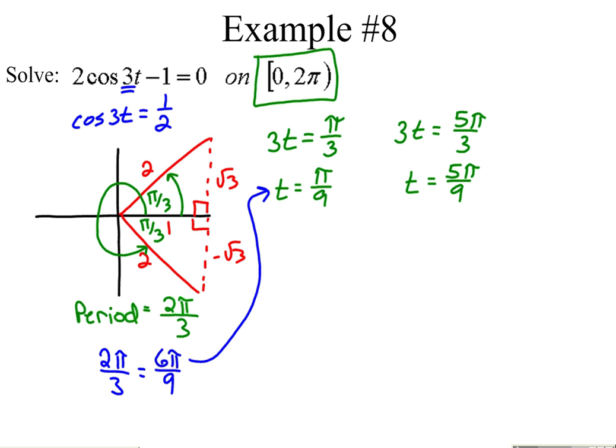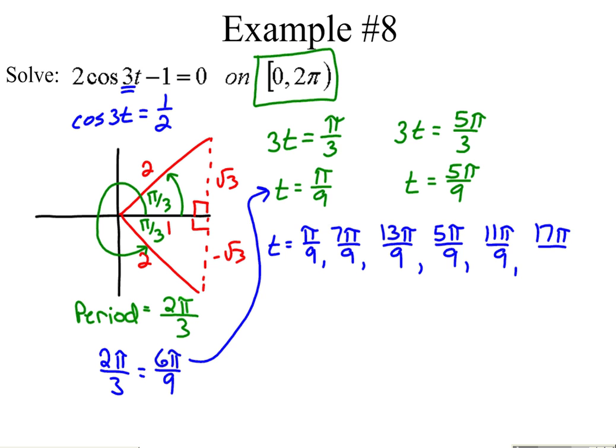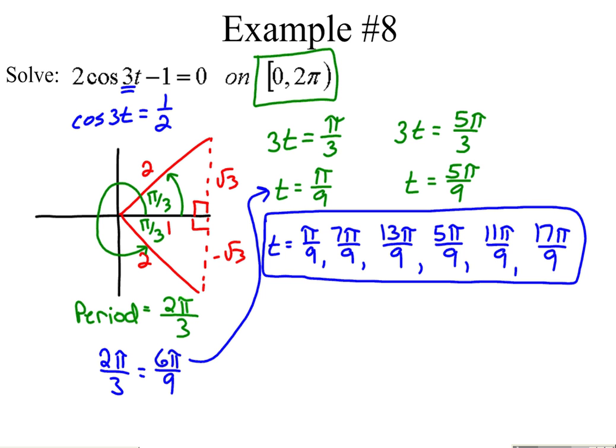Remember, 2 pi over 3 with a denominator of 9 is the same as 6 pi over 9. So I'm going to continually add that to pi over 9 until I get a value larger than 2 pi. So our solutions are pi over 9, 7 pi over 9, 13 pi over 9. If I add it again, I get 19 pi over 9, which is bigger than 2 pi, so I know I'm done there. Take your second solution of 5 pi over 9. Add the period. Add 6 pi over 9 to that. We get 11 pi over 9. Add 6 pi over 9 again. We get 17 pi over 9. If I were to add it again, I get something larger than 2 pi. So those are the 6 solutions between 0 and 2 pi.